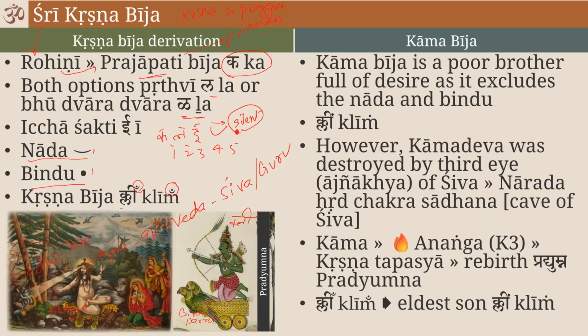So from Krishna, Kamadeva was reborn. So who is Kamadeva? Kamadeva is the eldest son of Lord Krishna. So now you understand the equation very, very clearly. Okay? You should know what is the similarity and what is the difference. Kamabeja is a poor brother full of desire as it excludes the nada and the bindu. When you do Kamabeja, you should not do the nada, you should not do the bindu.